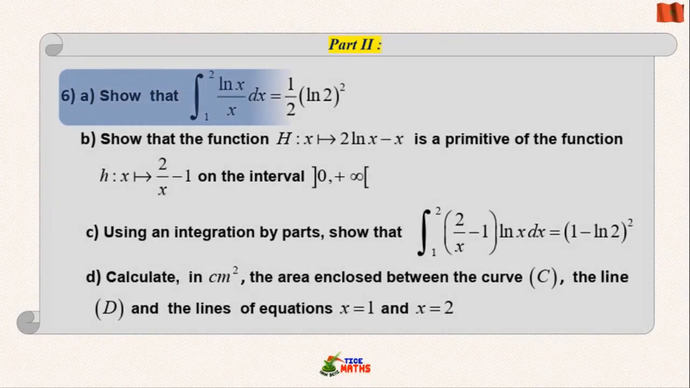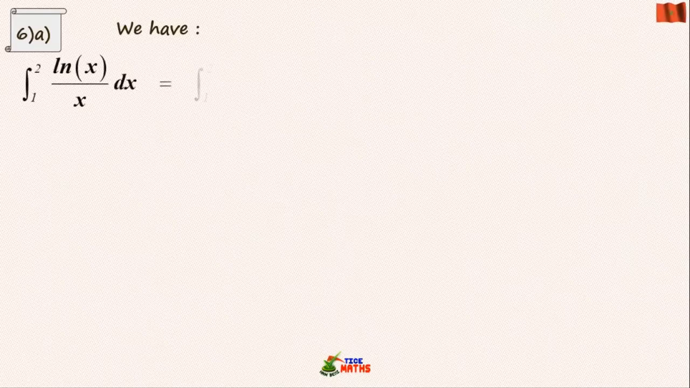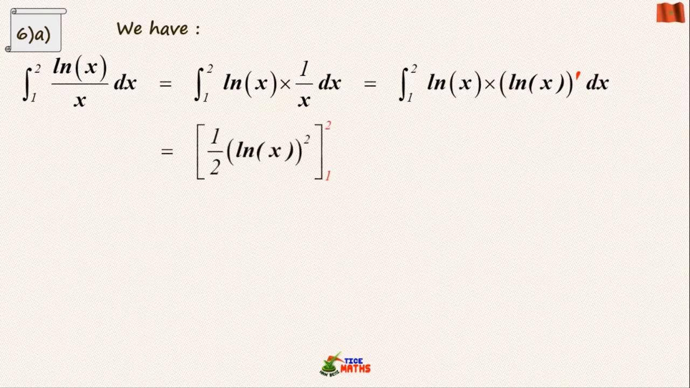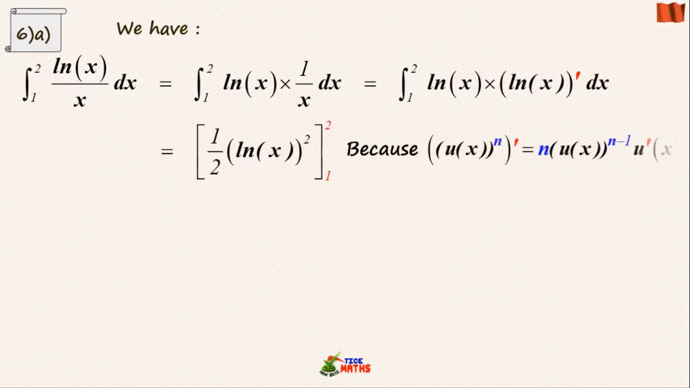In the sub-question 6a, we calculate the wanted integral by transforming the expression ln x over x into ln x times ln x prime, and thusly getting a primitive through a usual formula.